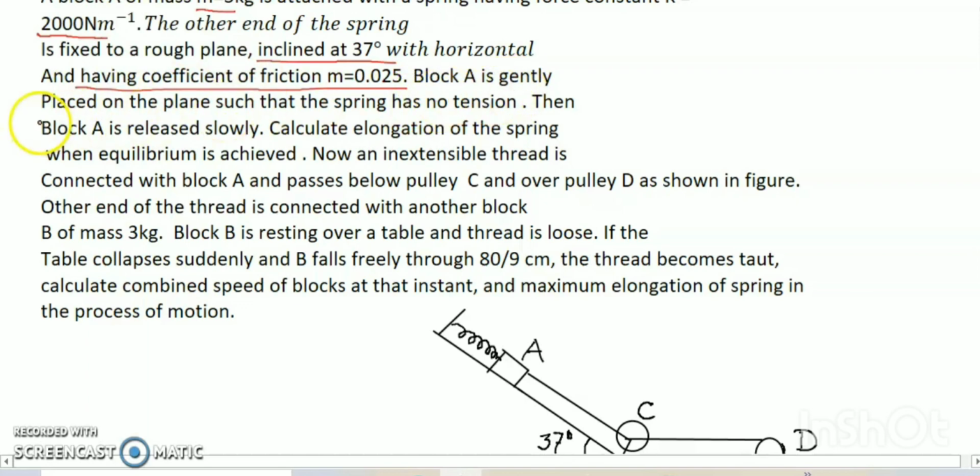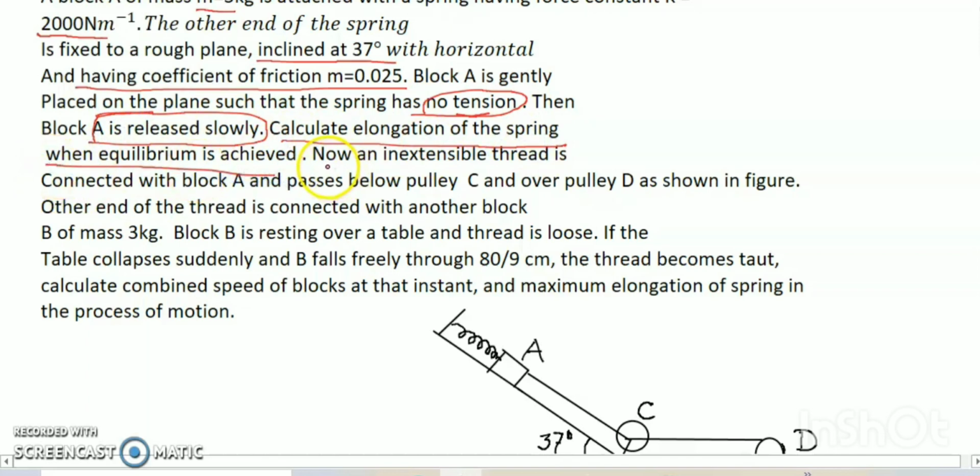Block A is gently placed on the plane such that the spring has no tension. Then block A is released slowly. Calculate the elongation of the spring when equilibrium is achieved.